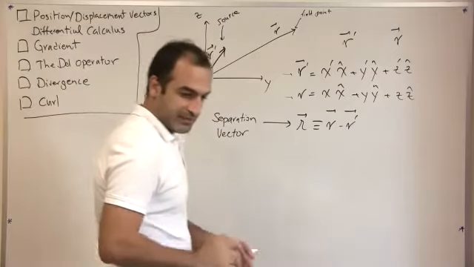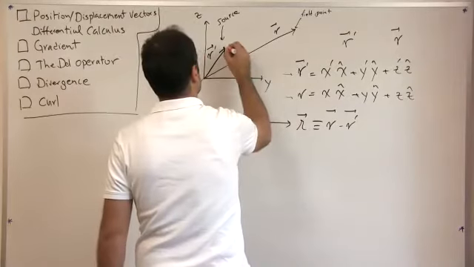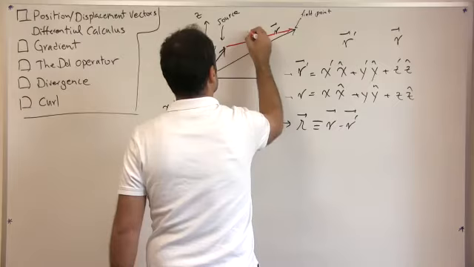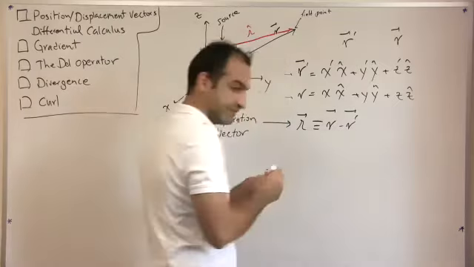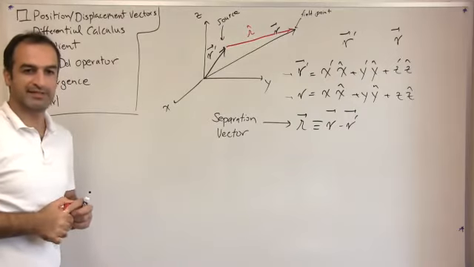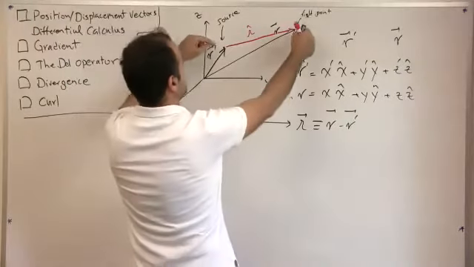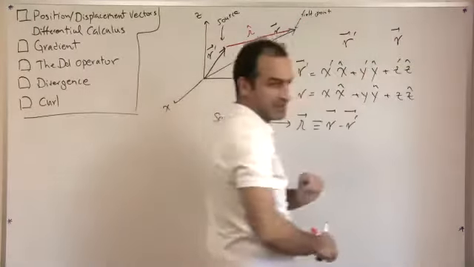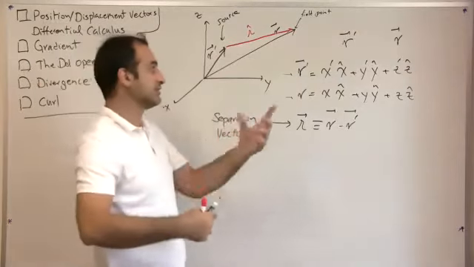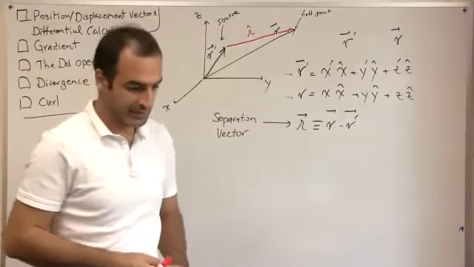And that separation vector, if I use a different line here, a different color, this is the separation vector. And it should make sense, right? Because what if you move both source and field somewhere else? Are you changing the magnitude or anything about the field? No, because both of them are changing. So at the end, everything should be a function of the separation vector. Okay.